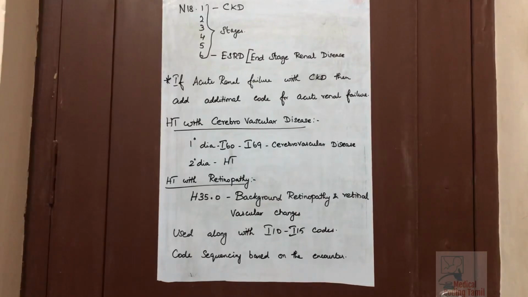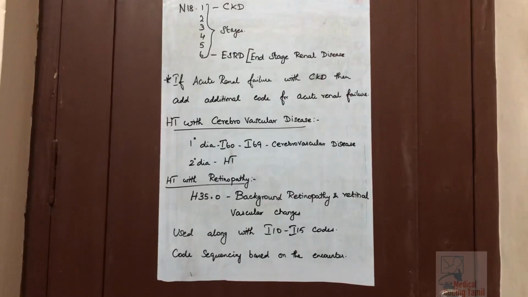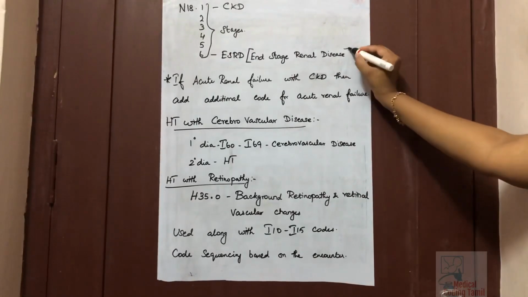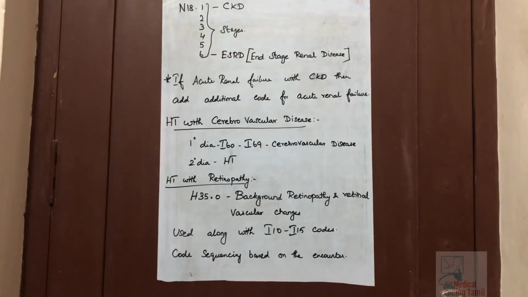And now it is N18.1, N18.2, N18.3, N18.4, N18.5, N18.6. These 1, 2, 3, 4, 5, 6 are the stages of CKD, chronic kidney disease, and N18.6 is the ESRD, which means end stage renal disease. And if there is any acute renal failure with CKD, then we have to add an additional code for acute renal failure.